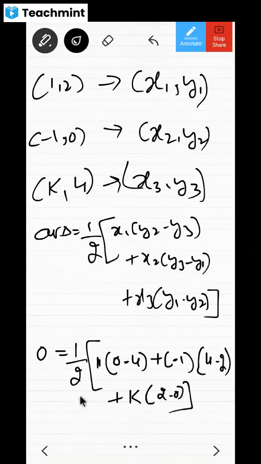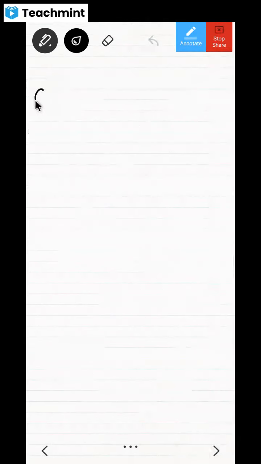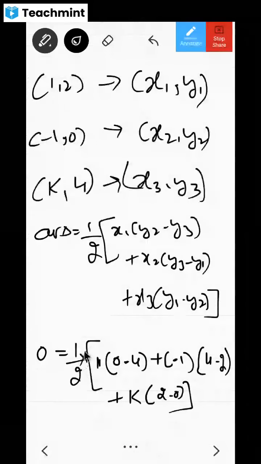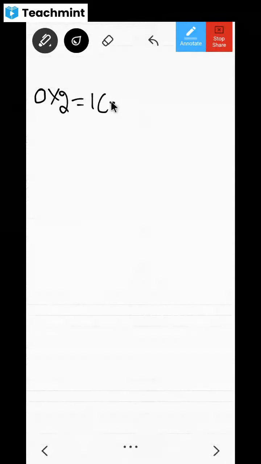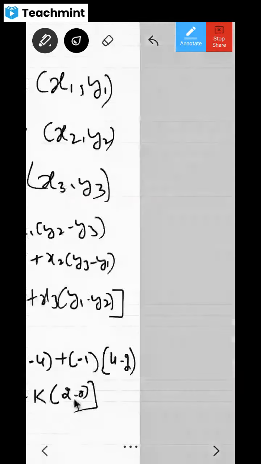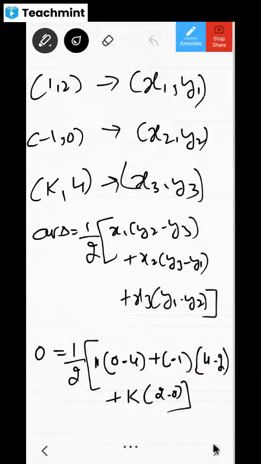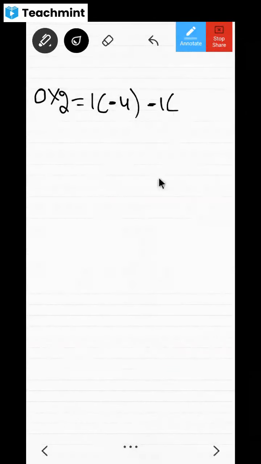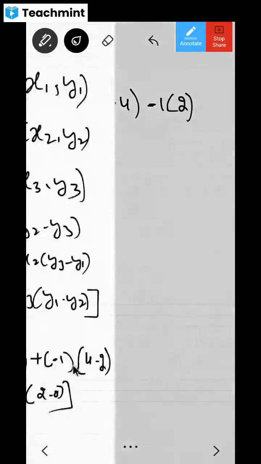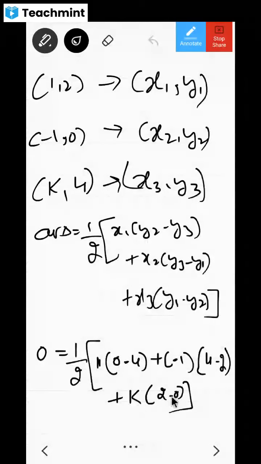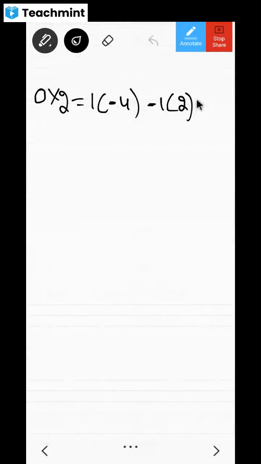Now I am going to send this 1 by 2 to that side. It becomes 0 into 2, right? Because this is a whole product, so if I send that, it becomes 0 into 2. That becomes 0 only. Now 1 bracket 0 minus 4 is minus 4, so 1 bracket minus 4. Then I'm going to have plus minus 1, and in bracket 4 minus 2 means 2 will be remaining. Then after that, plus k into 2. 2 minus 0 is 2 only. Plus k into 2 means it becomes plus 2k. Directly I can write plus 2k, right?